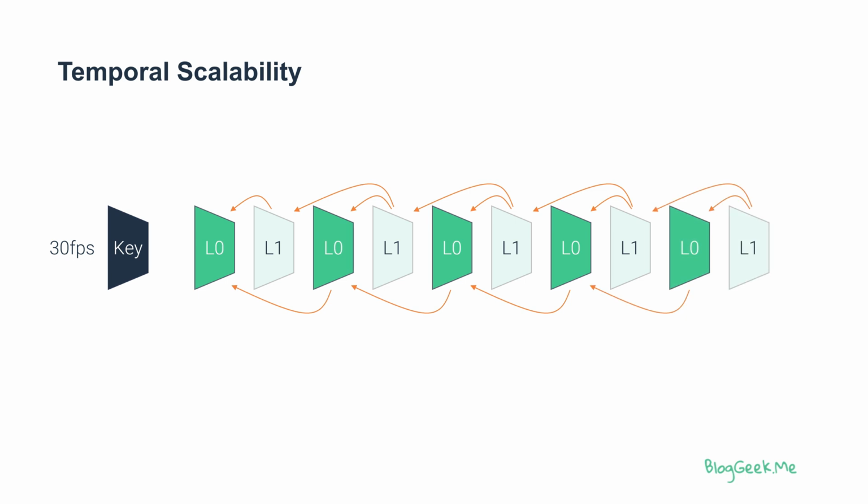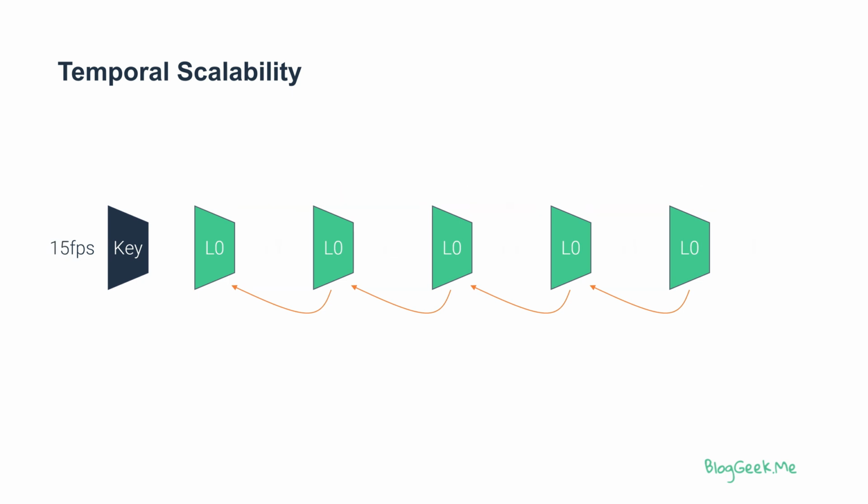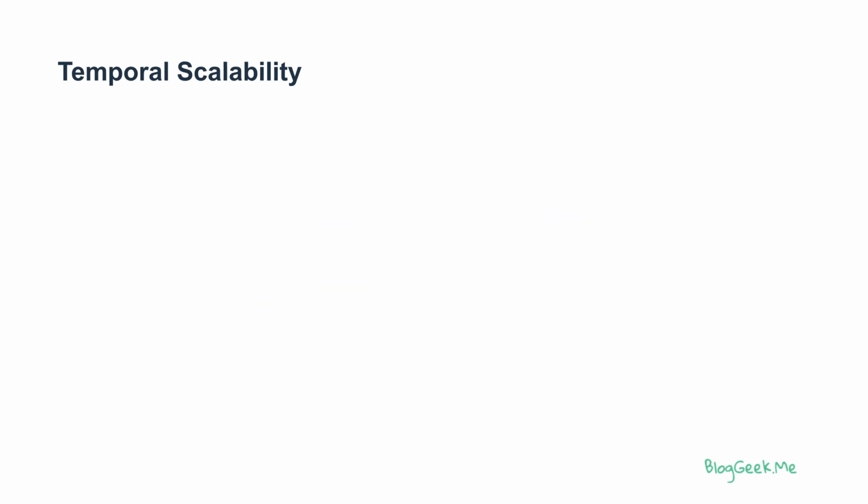What is this exactly good for? Now I can make a decision, for example, to get 15 frames per second simply by dropping all L1 frames. I'm still going to be left with a dependency between the L0 frames. This is exactly what temporal scalability is. It allows us to build a dependency tree within our encoder across different frames and then throw away certain frames to get a lower frame rate.